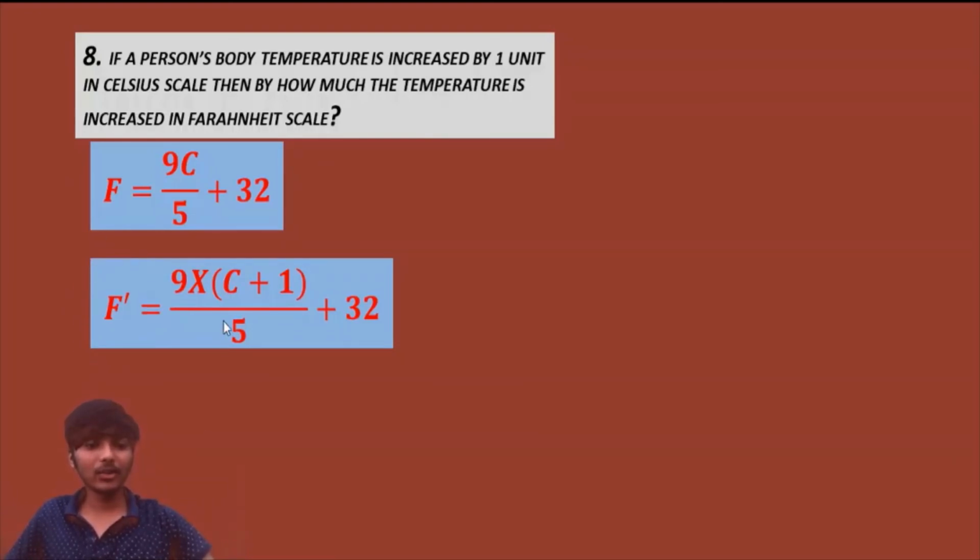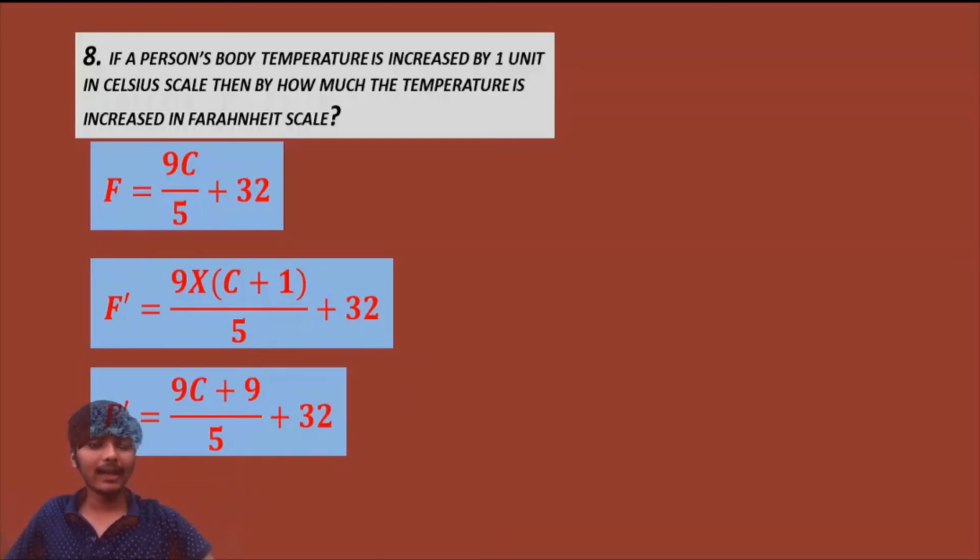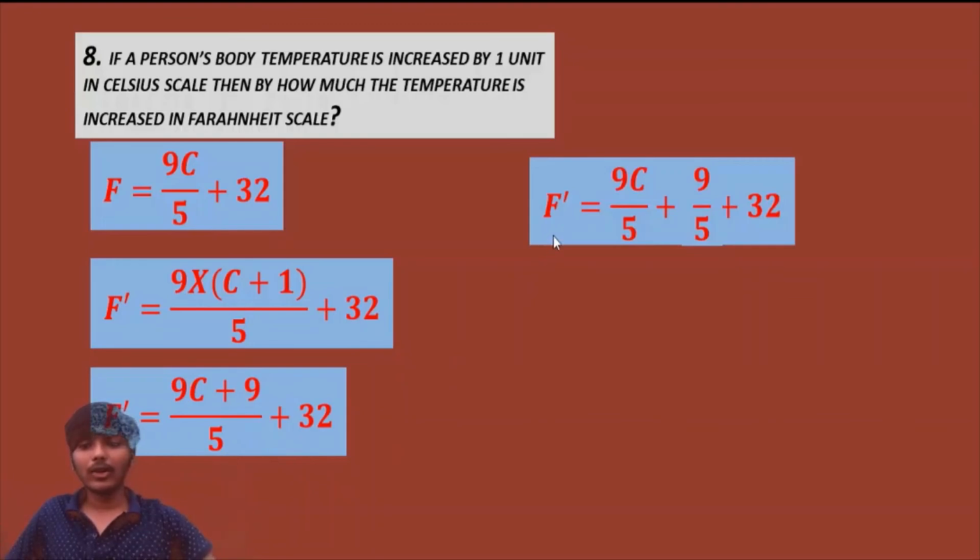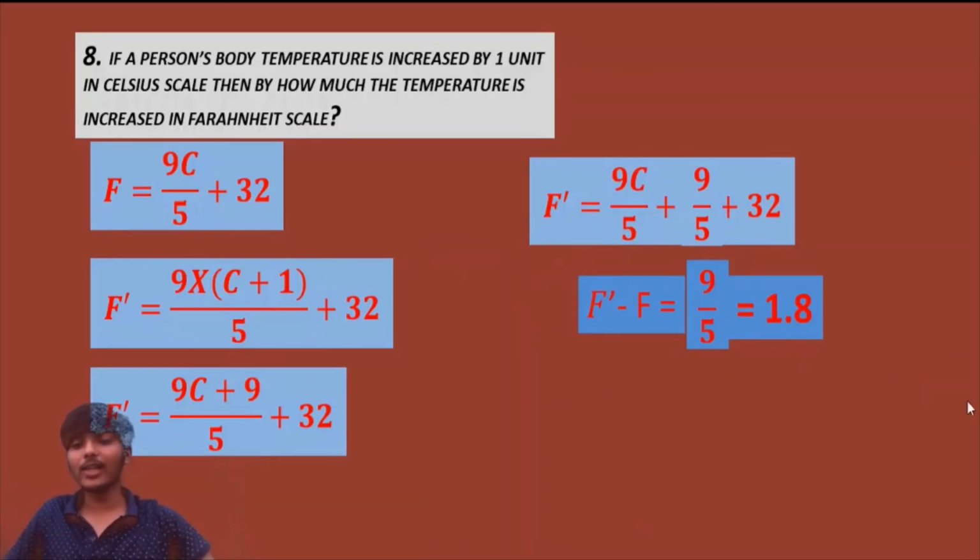F dash is equal to 9 into (C plus 1) by 5 plus 32. From this we get F dash is equal to (9C plus 9) by 5 plus 32. So F dash is equal to 9C by 5 plus 9 by 5 plus 32. If you take the difference between F dash and F, we get the value 9 by 5, which is exactly equal to 1.8. Okay, let's move on to the next question.